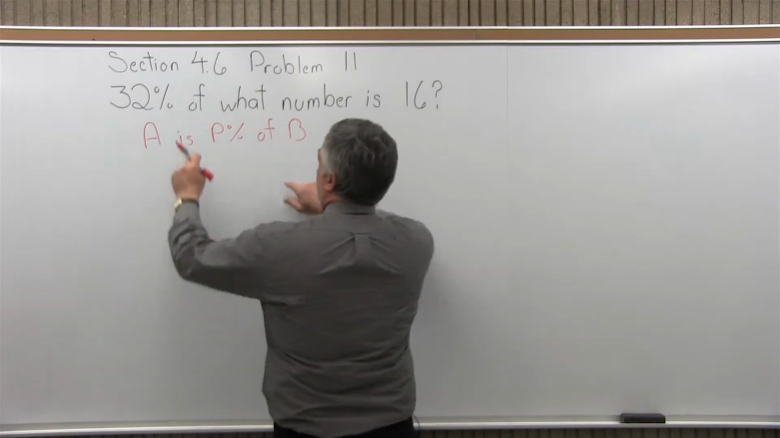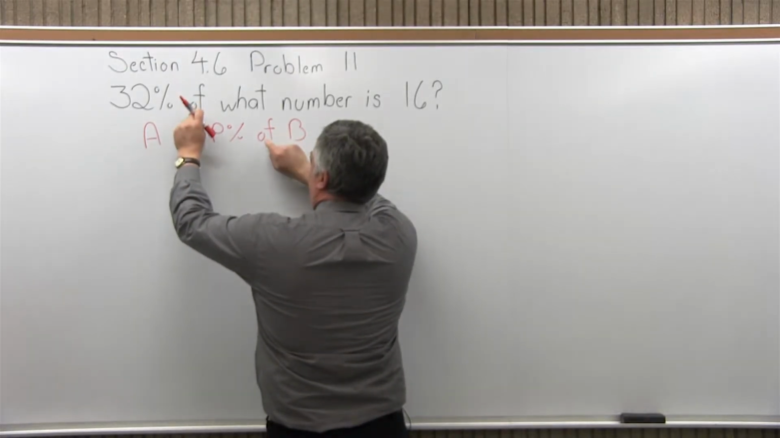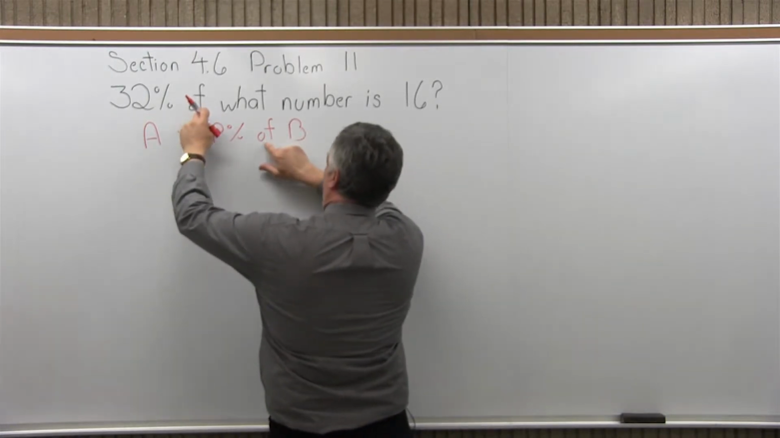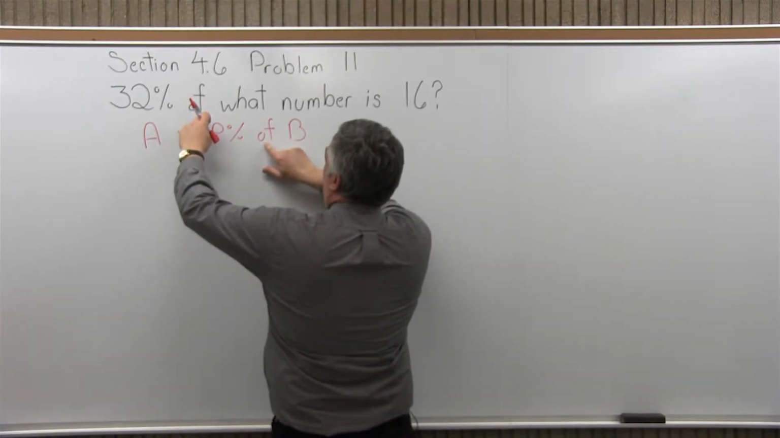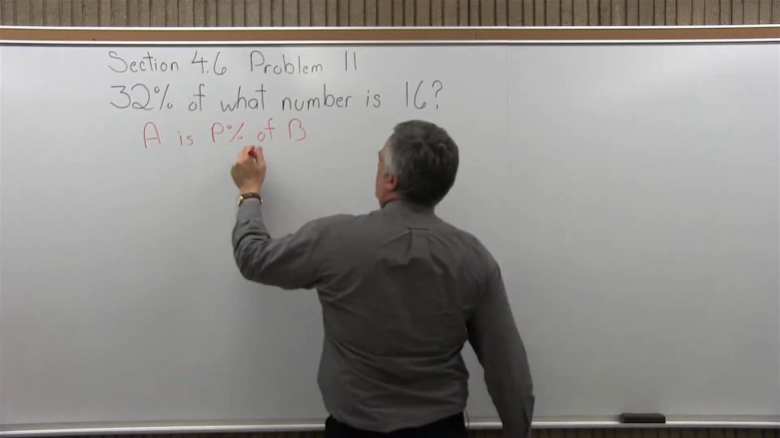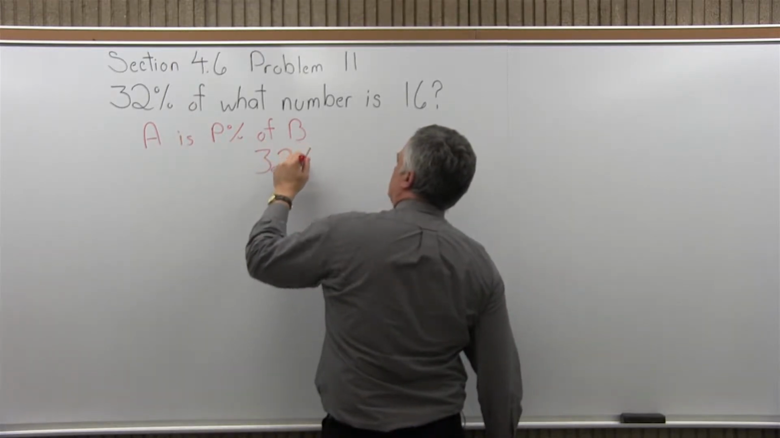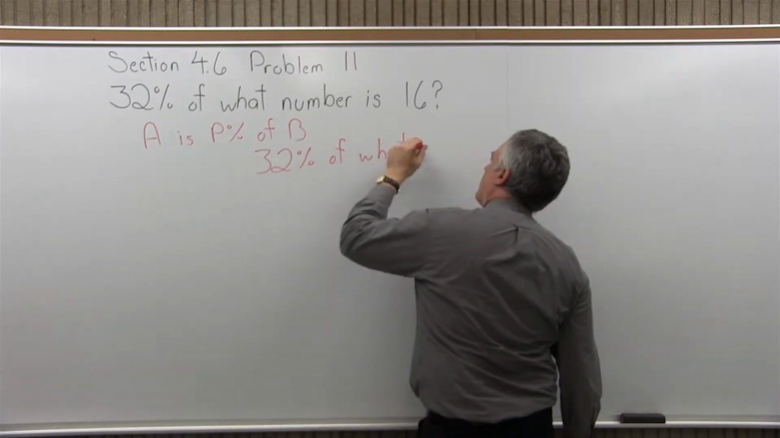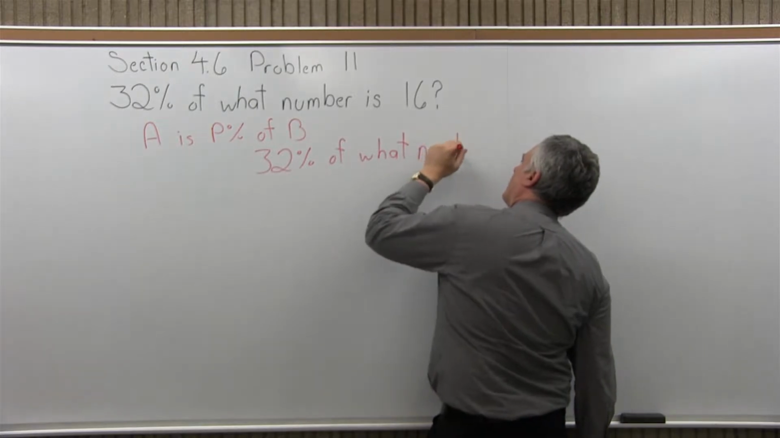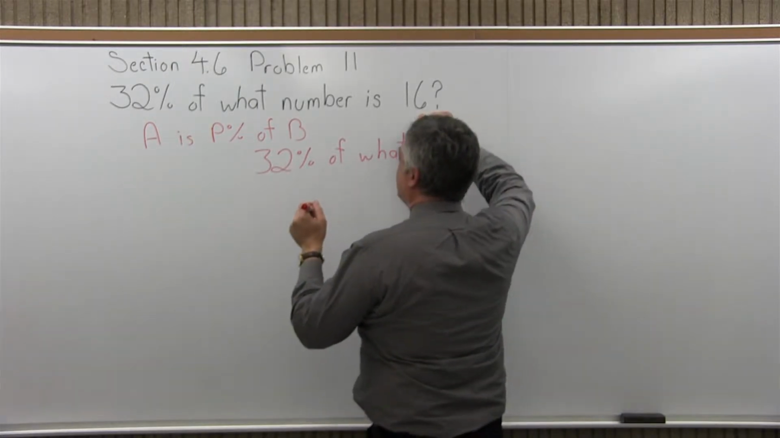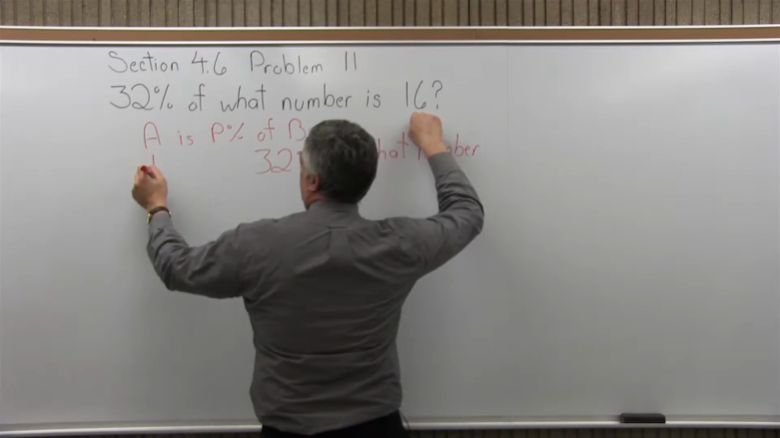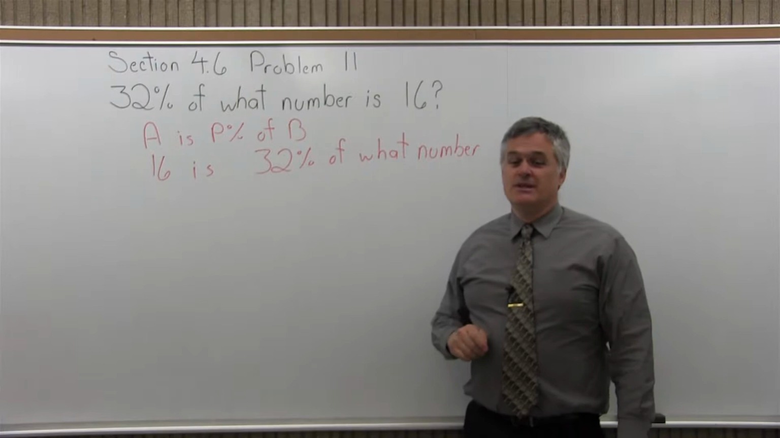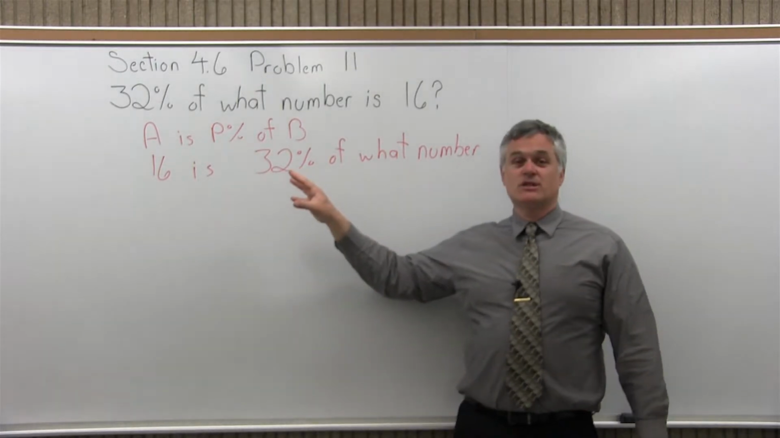When you have to rearrange it, lock in on the word of. The of has got to be near the right end of the problem. So 32% of what number? And what's the rest of it? It's 16. So that's going to be the A. We have to do 16 is 32% of what number? That says the same thing, but arranged in this form.